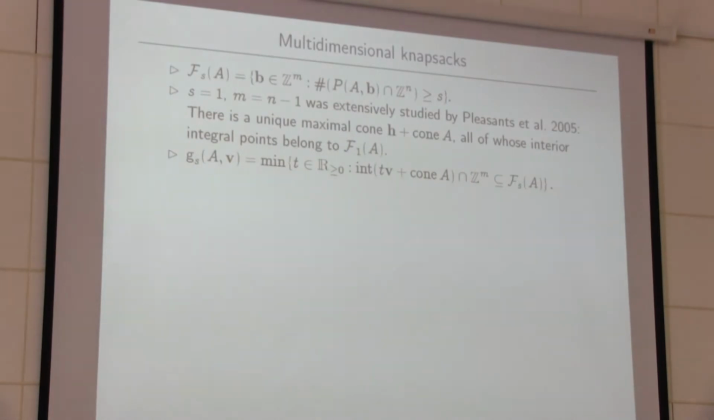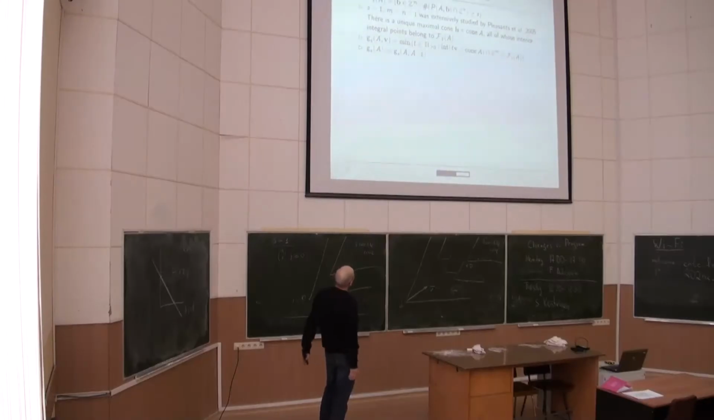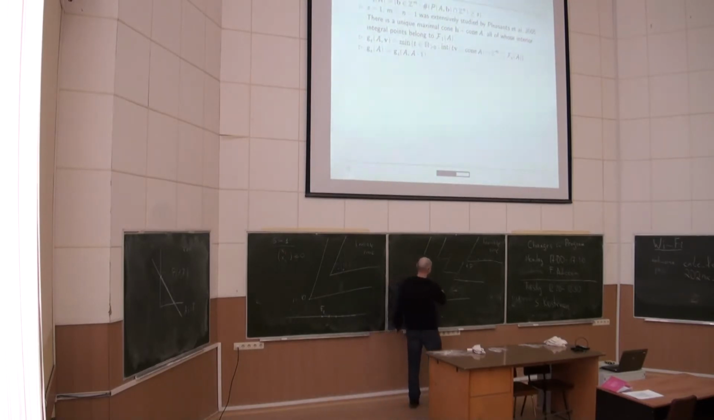And by definition, it's the minimum non-negative t such that all integer points in the interior of the translated cone, t times v plus cone of A, are in our set. Right, so what is the natural choice of this vector b? The vector should be integer, it should belong to the interior of our cone. It's natural to take the sum of the columns as the vector.